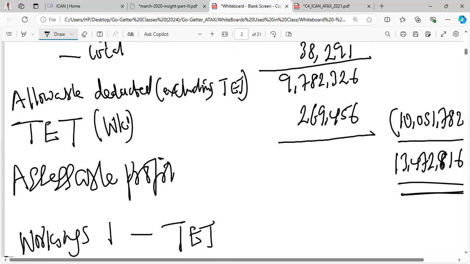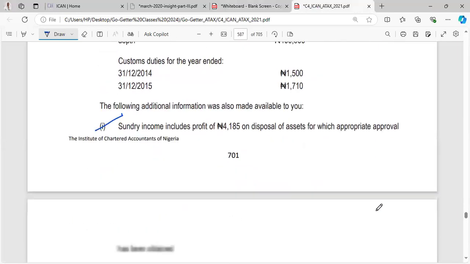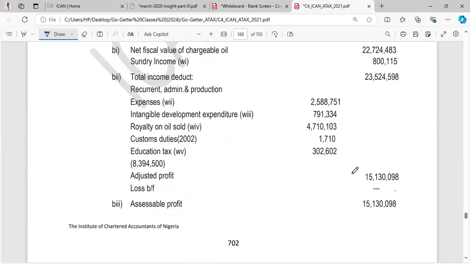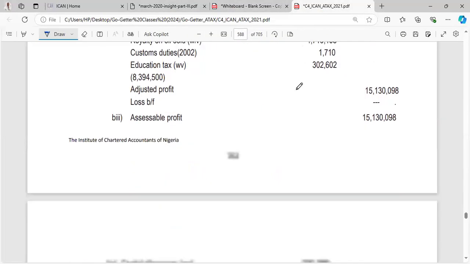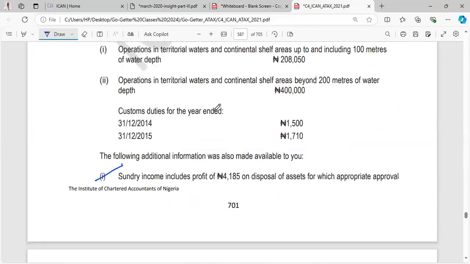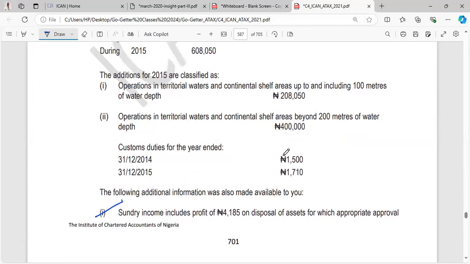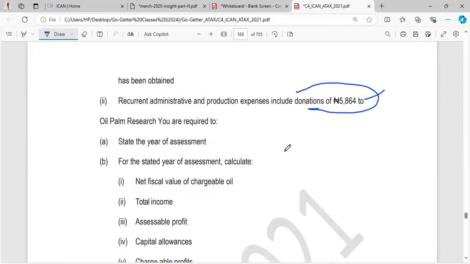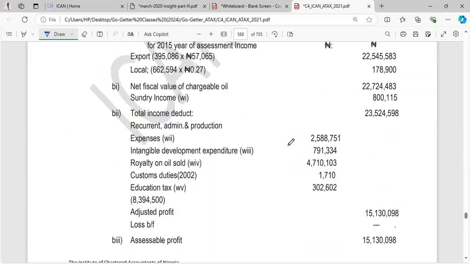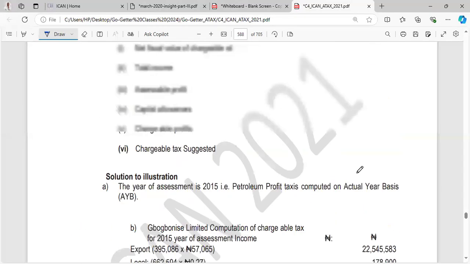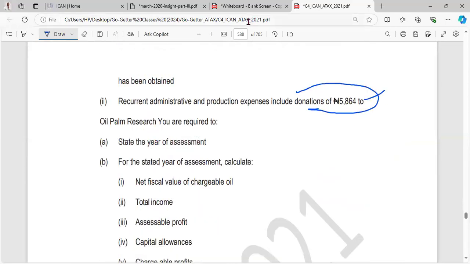Now we've calculated our accessible profit. Let's see what the suggested solution is telling us. It will not be materially different. Okay, oh, we didn't add our custom duties. Wow, why did we miss it? Oops, we didn't add our custom duties. So we'll need to adjust everything we have been doing. And there was a loss brought forward. How come I missed it? This solution, okay, there was no loss brought forward. So we didn't add our custom duty. So that's the only thing we need to adjust now.